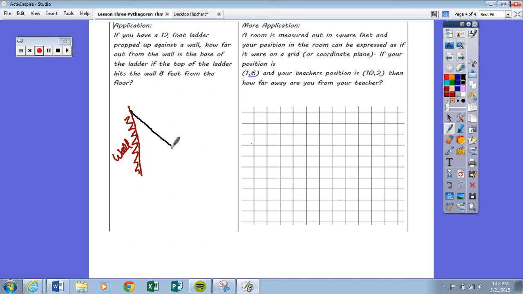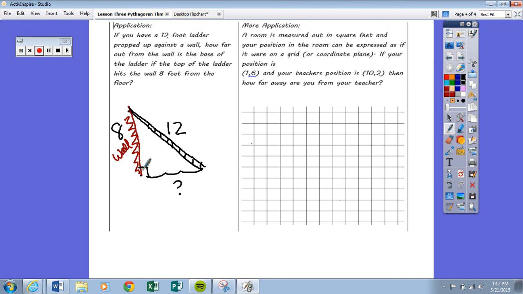So I'll go ahead and draw my ladder here. Okay, that kind of looks like a ladder. Okay, and it says that the ladder is 12 feet long. How far out from the wall is the base? So it's saying how far is that? If the top of the ladder hits the wall 8 feet from the floor. So it means that where you're hitting the wall is 8 feet from the floor. So I know this leg is 8. I don't know this leg, and they gave me the hypotenuse.